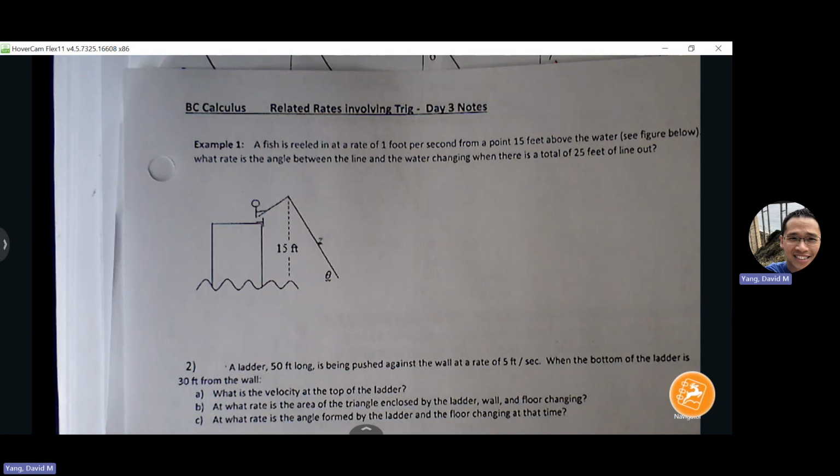I forgot to add this into your notes. I want to finish off related rates by talking about related rates involving trig. I know it's been showing up in your homework, but I just haven't had a chance to go over it until now. And then we'll use the second half to go over L'Hopital's rule and indeterminate form.